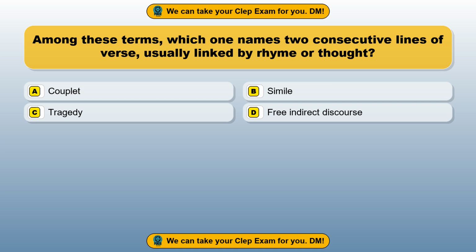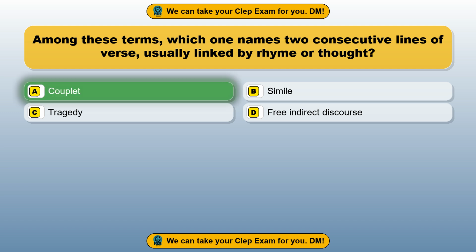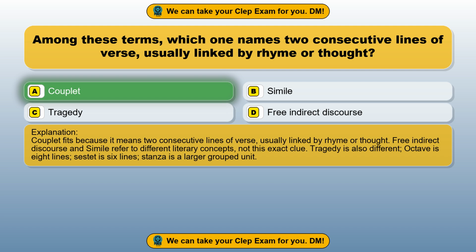Question 43. Among these terms, which one names two consecutive lines of verse, usually linked by rhyme or thought? Option A, couplet. Option B, simile. Option C, tragedy. Option D, free indirect discourse. The correct answer is option A, couplet. Couplet fits because it means two consecutive lines of verse, usually linked by rhyme or thought.